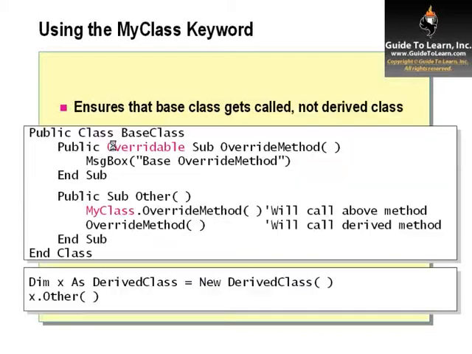Also, you have the MyClass keyword. You can use that in order to ensure that the base class information of an overridable method is called. In this scenario, you have a base class that has a couple of methods, one other and one overridable method. If you want to call a function from your own class, you have to call MyClass. If you want to call a function from your base, you say MyBase dot whatever, or you can say MyClass dot whatever.